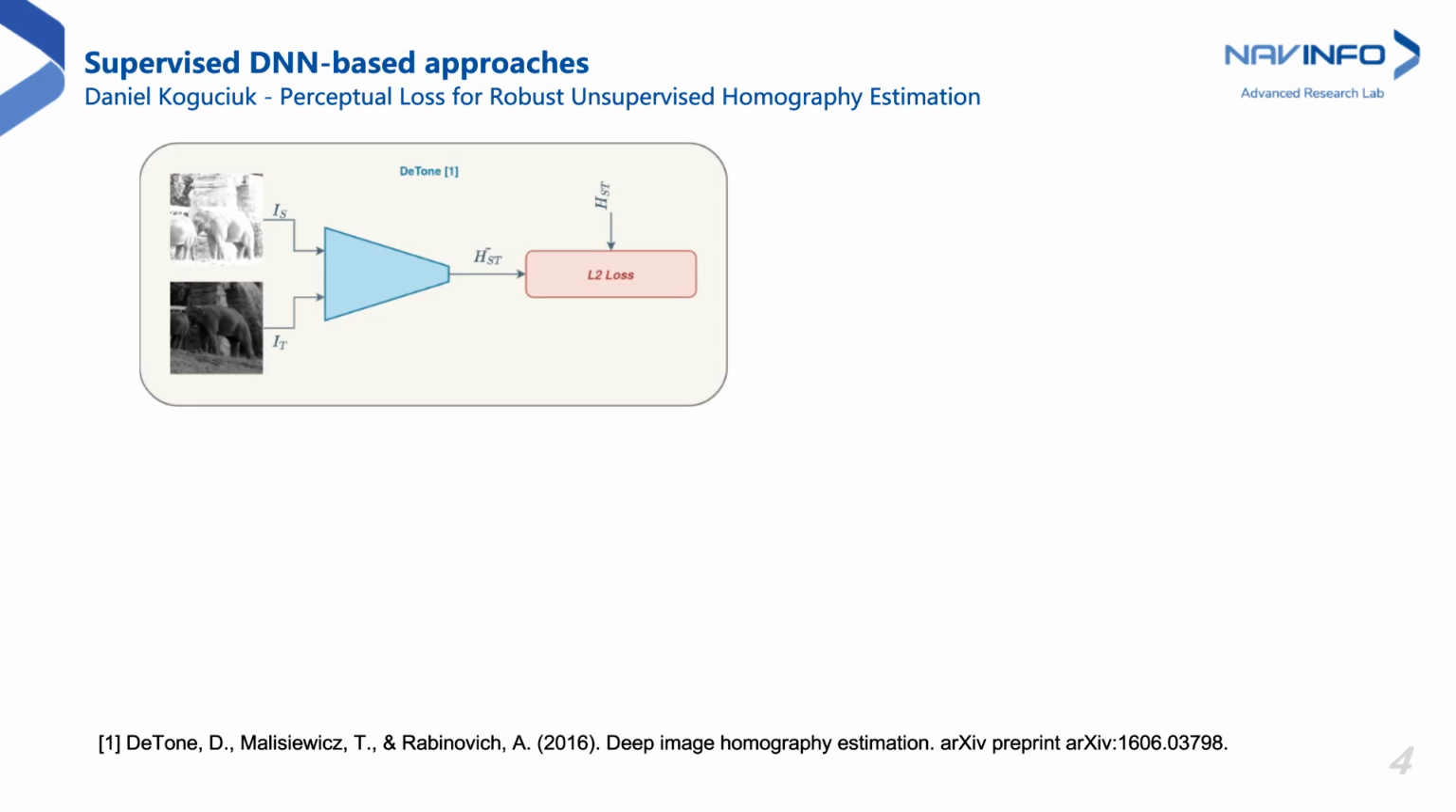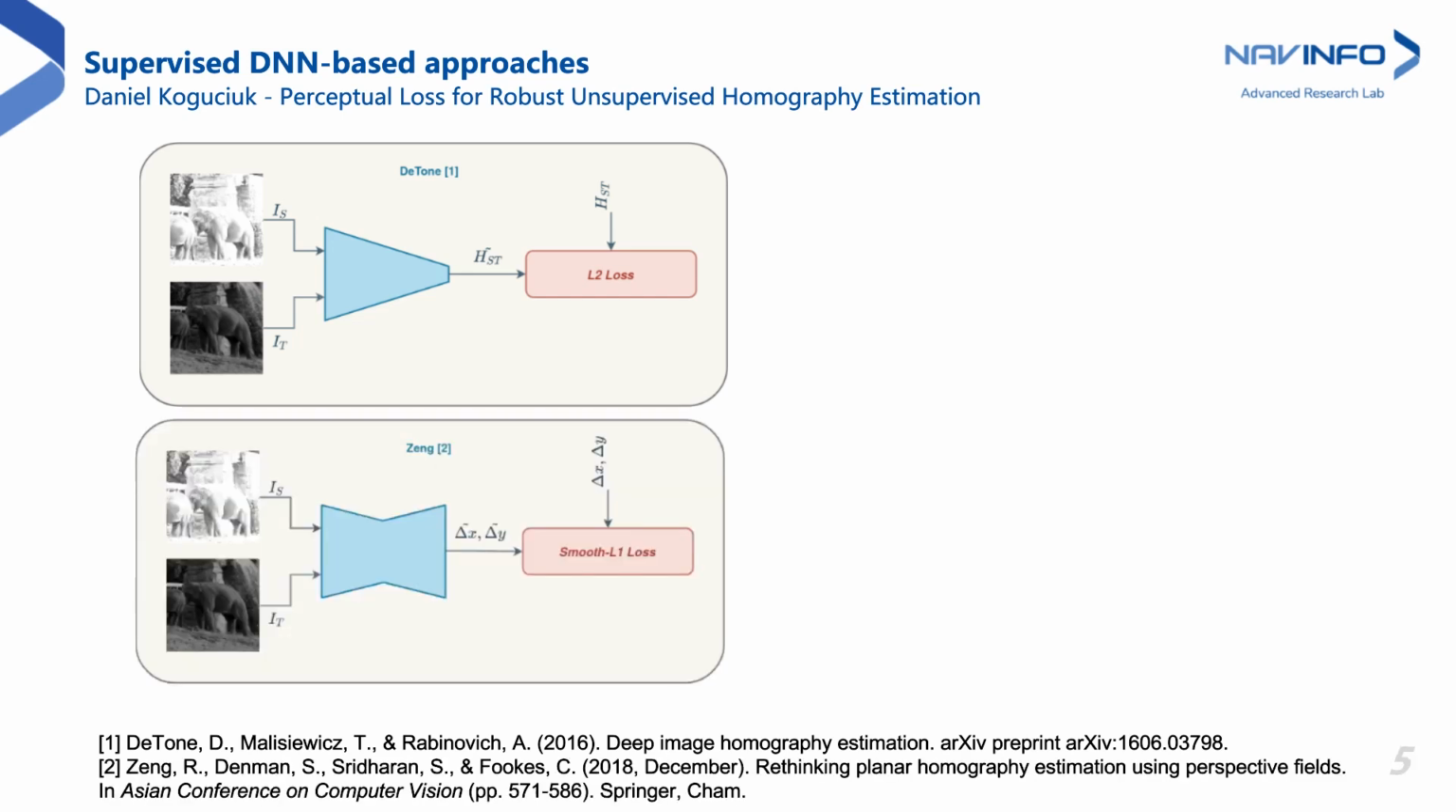Recently, with the advancement in deep neural networks, DeTone proposed a simple CNN architecture trained in an end-to-end fashion. The idea was to directly regress the parameters of a homography, and it achieved similar performance to traditional feature-based methods. A more effective approach is presented by Zeng, where the problem was formulated as per-pixel offset regression. However, supervised methods are often unlikely to be used in real-life scenarios, where ground truth homography labeling is prohibitively expensive.